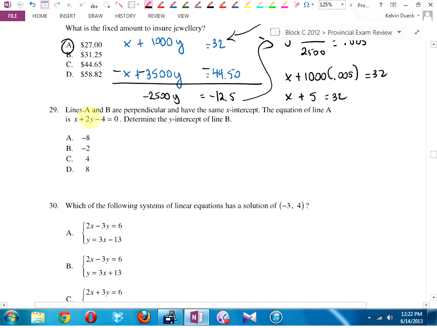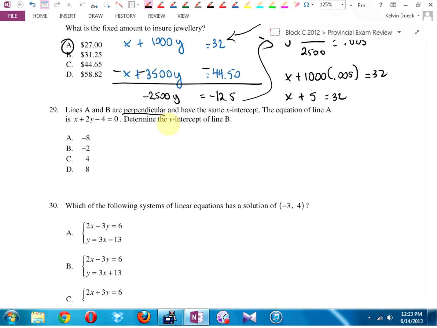What's the key word in number 29? What word would I underline? Perpendicular, darn right. And right away I'm thinking flip, negative reciprocal. And they have the same x-intercept. The equation of line A is that. Find the y-intercept of line B. Woo!